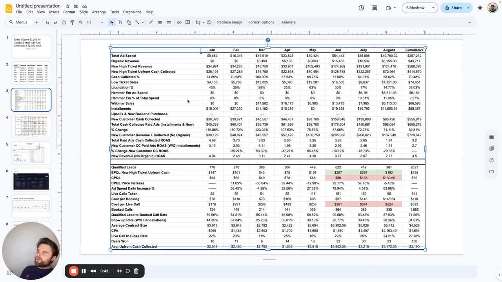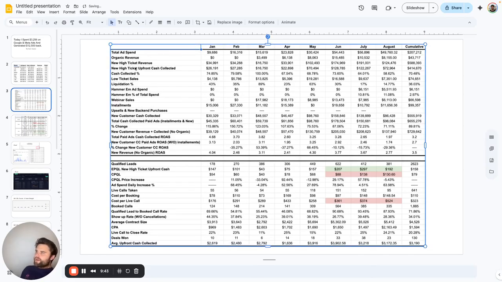Now, let's go through the metrics we're tracking. We track the upfront cash collected percentage. We track low ticket sales. We track the liquidation percentage. We use the Jeremy Haynes hammer them ad strategy, which is after they book a call, we hammer them with those retargeting campaigns. You can use Robbie Avavala's content first ad strategy. Really all it is, you're targeting people with engagement campaigns, then asking them to book the call. We track installments, upsells, and back-end purchases. We track new customer cash collected.